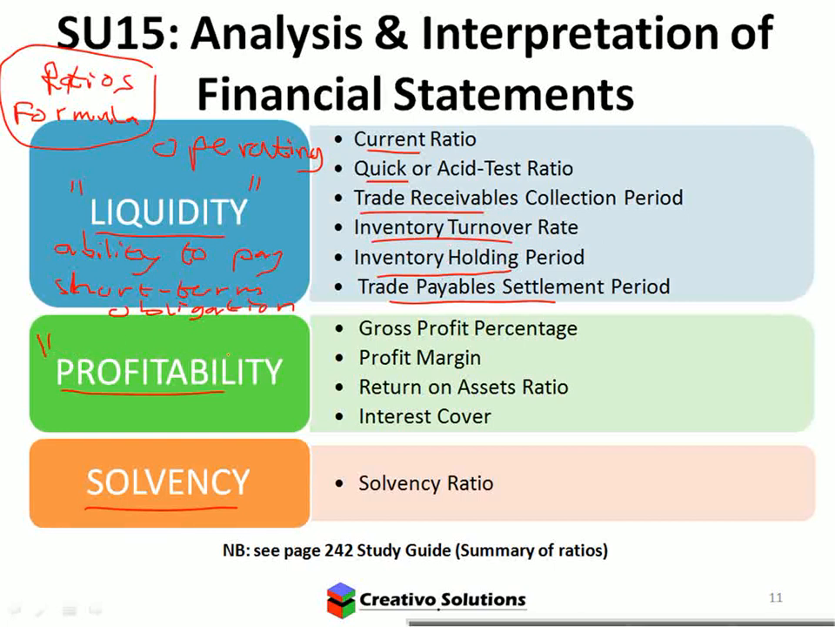Profitability, what does that mean? Think about this word. Yes, income minus expenses. That determines whether the business is profitable or not. So we're going to be looking at different ratios that tell us about the business's profitability: gross profit percentage, profit margin, return on assets, interest cover. There's lots of different ways of measuring profitability. These are the ones that they've given you, so the ones that they give you are the ones that you need to know.